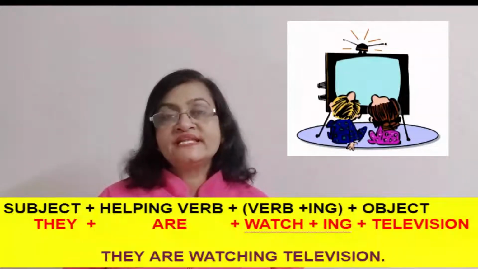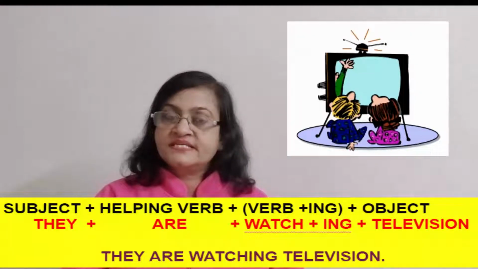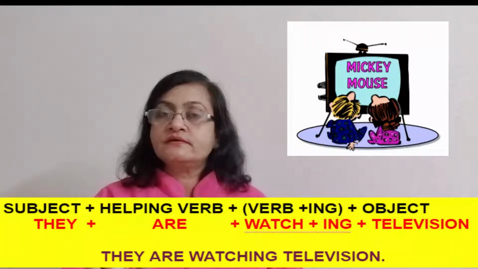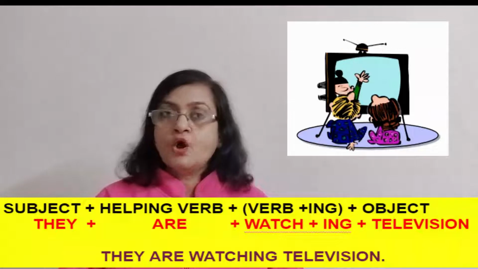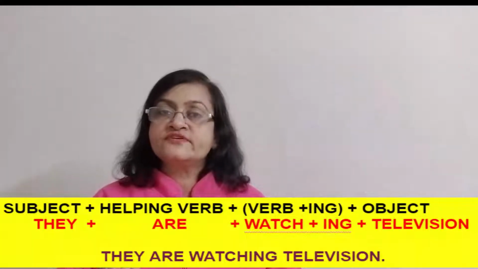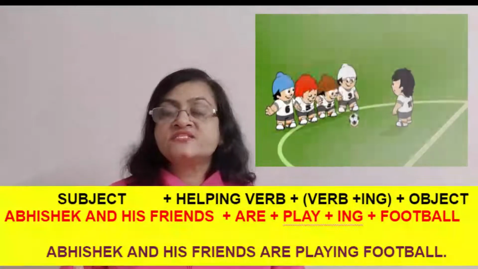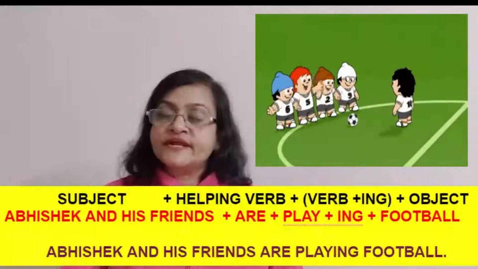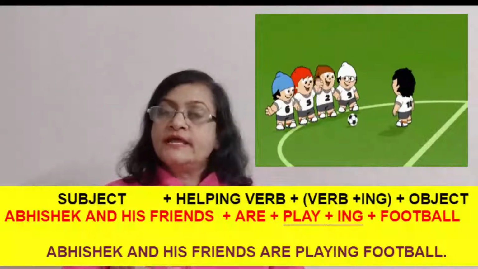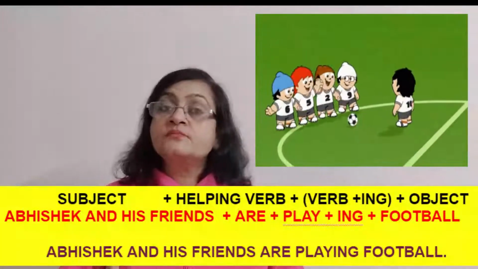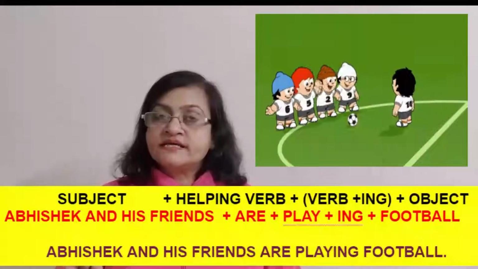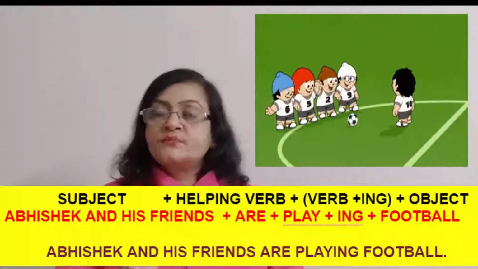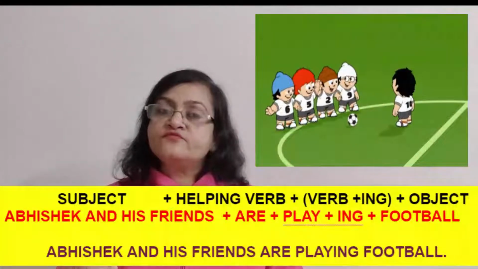They are watching television. They subject are helping verb. Watch plus ing. Watching is the verb. Television is the object. They are watching television. Abhishek and his friends are playing football. Abhishek and his friends. Subject. Plural hai. So we have used the helping verb are here. Play plus ing. Playing is the verb. Football is the object here. Abhishek and his friends are playing football.